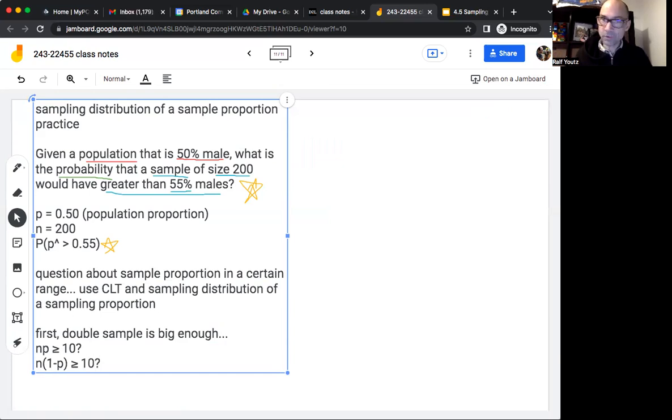Here, our proportion is 50%, so we only have to check one of those, just 50% of 200. We can just check there. So 200 is our n, times 50% is 100. So check, good. We got it. And this is the same thing. That's way bigger than 10.